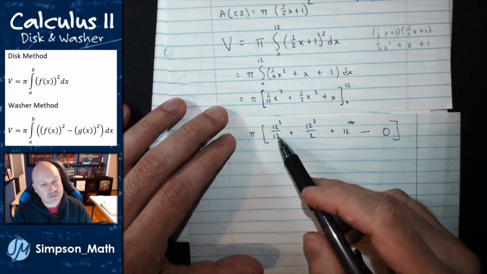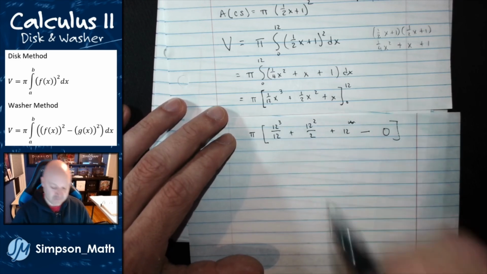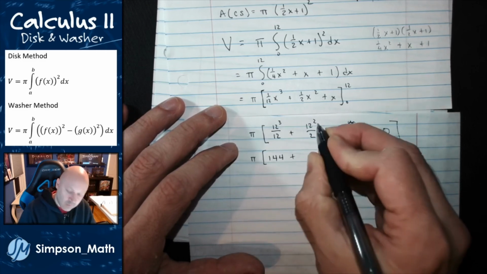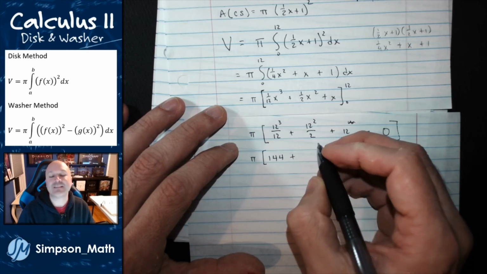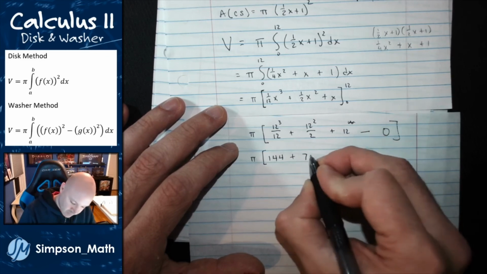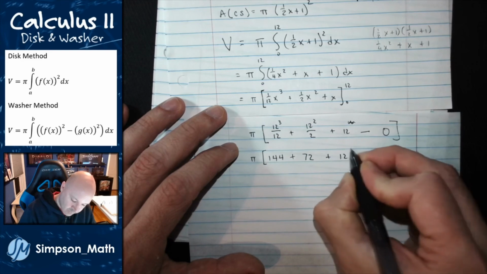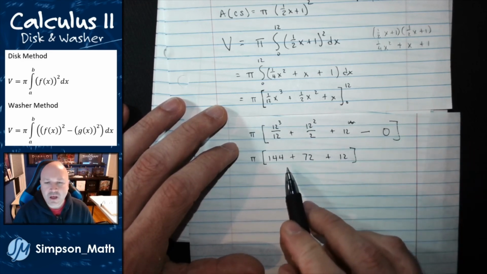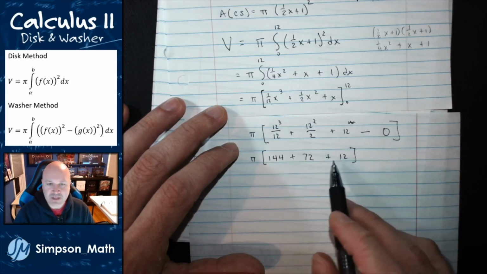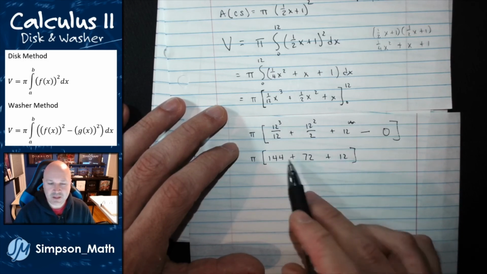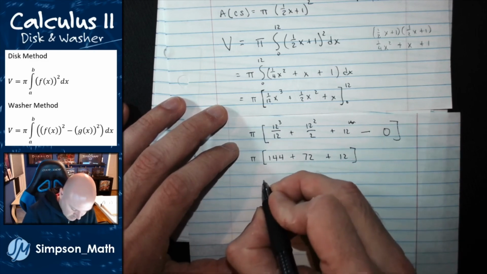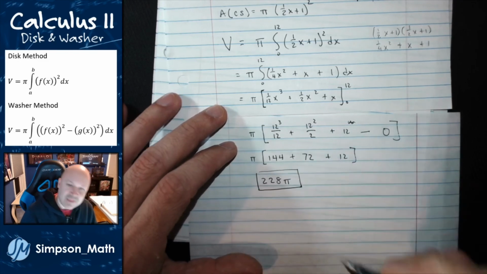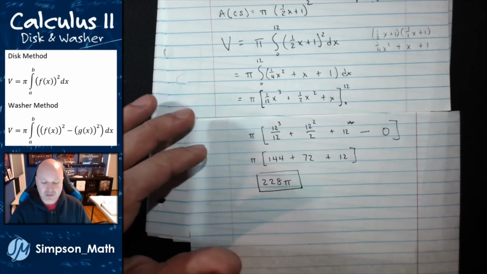If I reduce one of the 12s, then 12 times 12 is 144. I can do that. 144 cut in half is 72. So far, so good. That looks like 5, 6, 7, 8, 7, 8, 9, 10, 11, 12. That's going to be 228 pi. That's the volume of that solid of revolution.